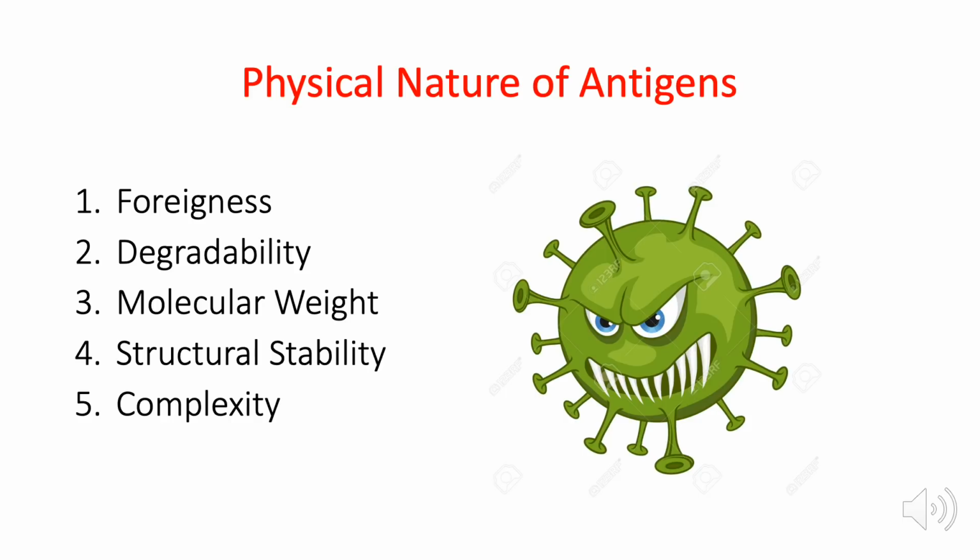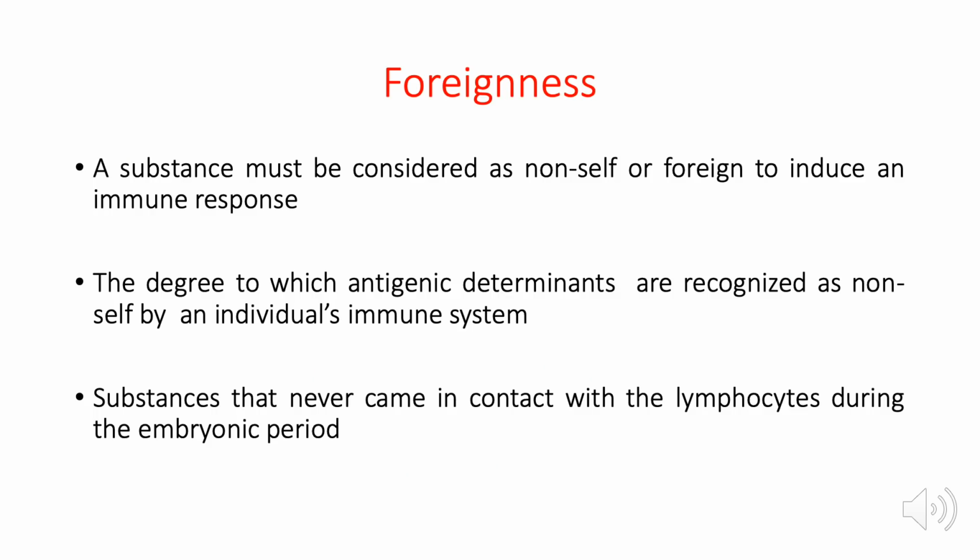How can something be structurally stable but degradable? I will explain that later on. And the substance must have chemical complexity. Let's start with the first one, foreignness. A substance must be considered as non-self or foreign for it to induce an immune response. So foreignness is the degree to which an epitope or antigenic determinant is recognized as non-self by the immune system.